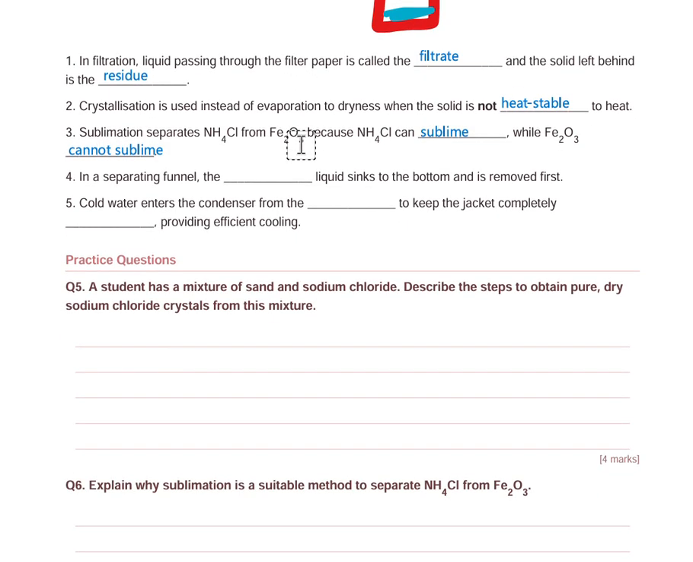In a separation funnel, the denser liquid sinks to the bottom. So obviously we know that when it's dense, it goes down. Cool water enters the condenser from the bottom, to keep the jacket completely filled, providing efficient cooling. So if we're doing it from the bottom, it must always be filled.